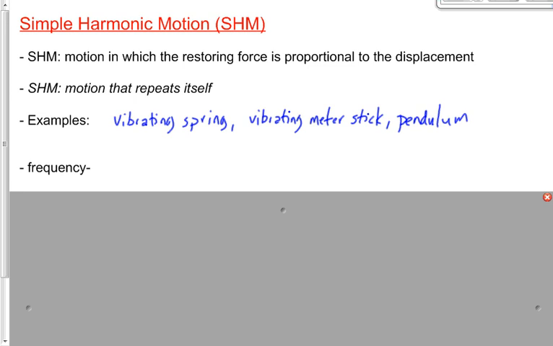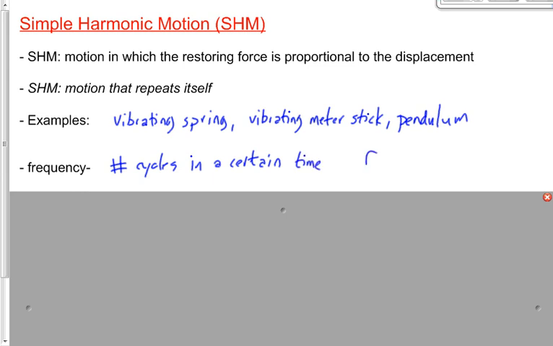Now, we're going to define a term that we've already defined. That's always good because we know it. Frequency. We defined it in our last unit. In circular motion, it is the number of vibrations or the number of cycles in a certain amount of time. The number of vibrations, the number of cycles per second.